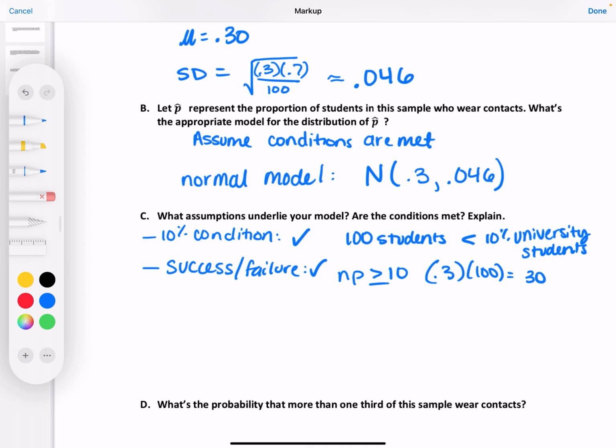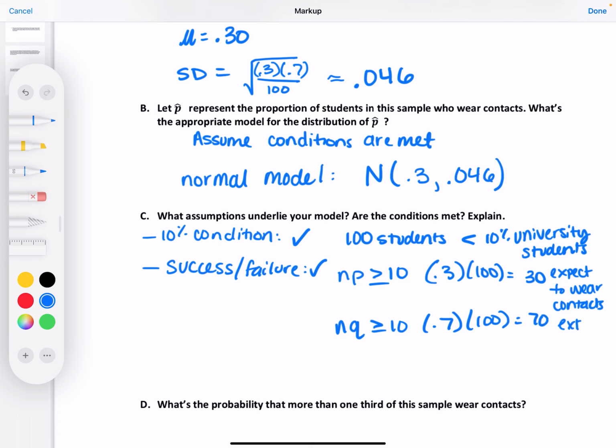So this is 30 that we expect to wear contacts. I'm just going to label everything in this one, but you don't necessarily have to be this detailed when you actually do yours. But at least you have it when you go to look back. I realized when I was studying last time I need to write all the steps down. And then nq is 0.7 times 100, which is equal to 70, that we would expect to not wear contacts.